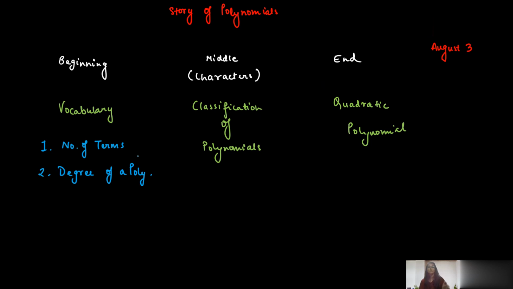Okay. Then on the basis of these two concepts, we will classify the polynomials. First, number of terms. Second, on the basis of degree. Okay. Then on these two bases, we will see there are certain types of polynomials. And out of those polynomials, we will pick up any one. Basically, we will pick up quadratic polynomial. Okay, so I'm going to start now. First is number of terms.